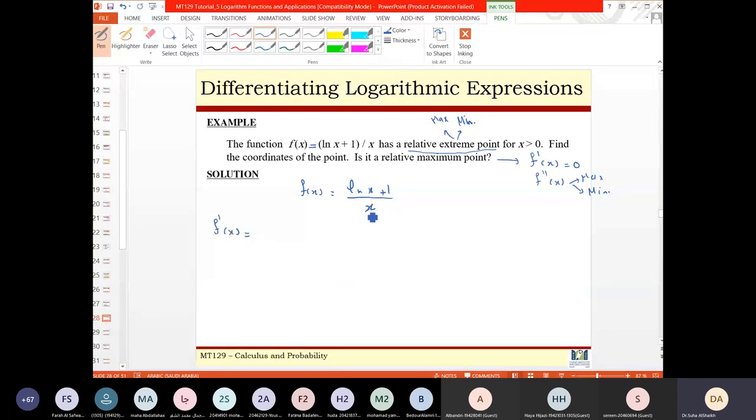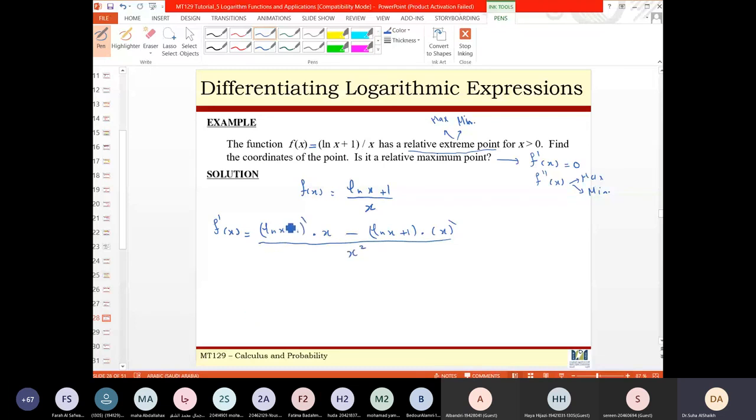Now have a look at the function. It's a top and a bottom, right? Since I have a top and a bottom, then I have to use the division rule. It's the derivative of the first, ln x plus 1 dash, multiplied with the second, minus the first, which is ln x plus 1, multiplied with the derivative of the second, divided by the second squared.